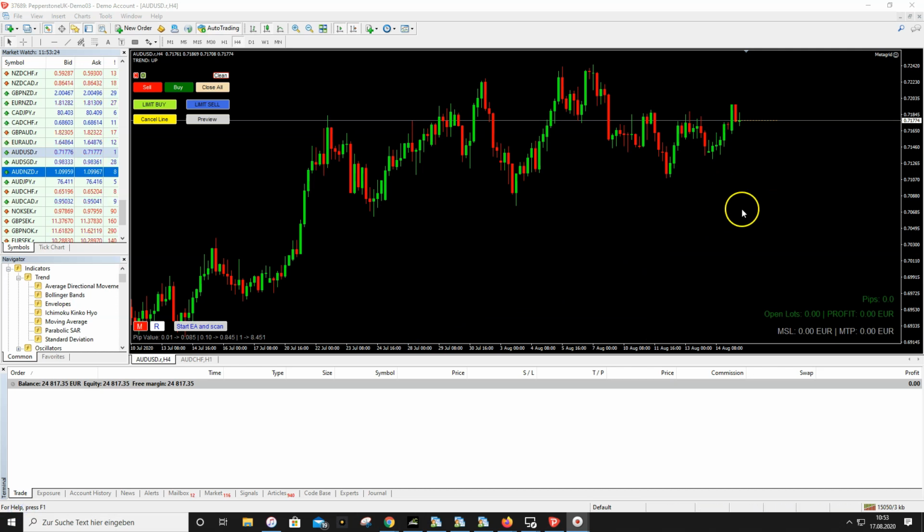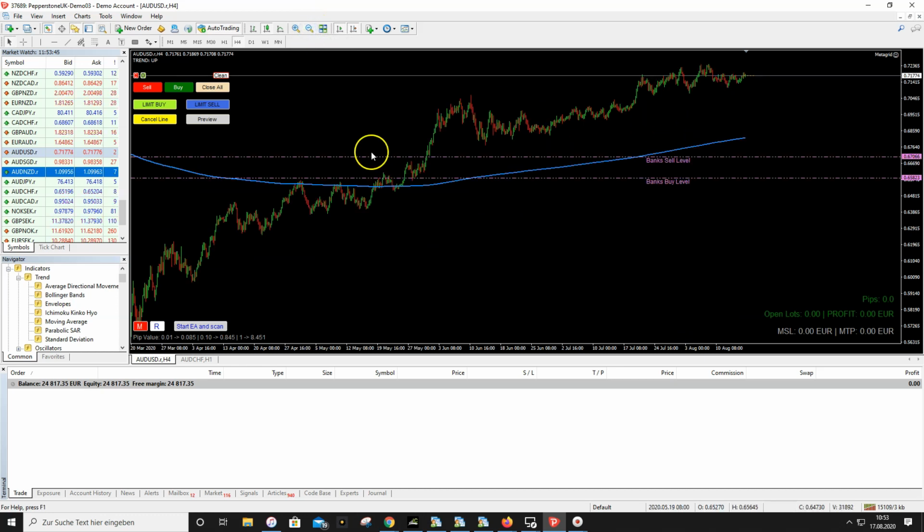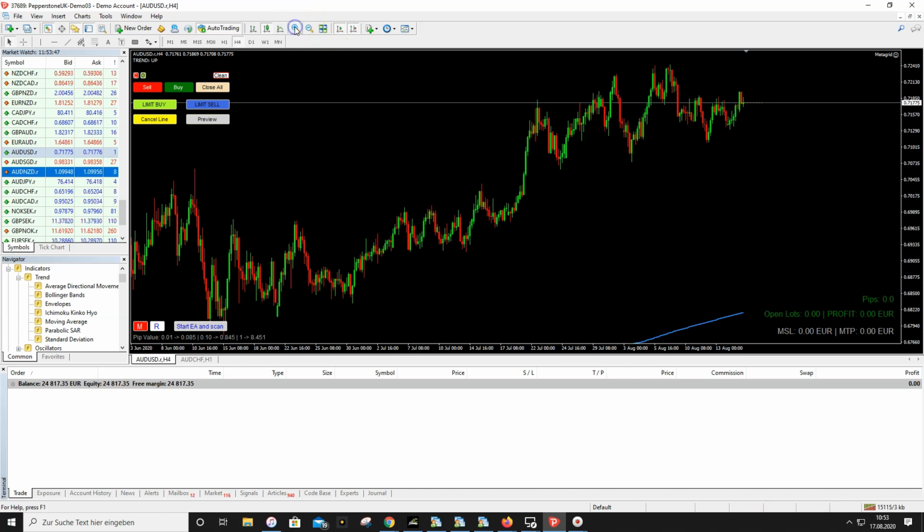Here we are on the Aussie dollar, and you will think, where's my dynamic moving average? Sometimes the moving average has such a big number that you can't see it immediately on the chart. You have to make the chart a little bit smaller. If I click here on the zoom function to make it a little bit smaller, if I zoom out, then you can see there is our dynamic moving average, but it has such a big number that it is far away from the price.